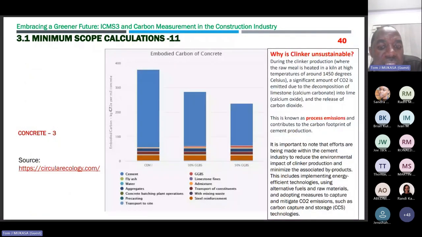Then here, this is a graph which shows you the amount of clinker in concrete, and how it gets reduced as you get substitutes or other things like fly ash and all those other things that people are doing research about. I also tried to put a description of clinker and why it is unsustainable. The reason is that during clinker production, a significant amount of carbon dioxide is emitted due to the decomposition of limestone into lime or calcium oxide, and that is the process that is causing a lot of trouble.